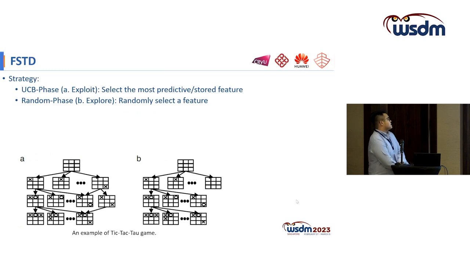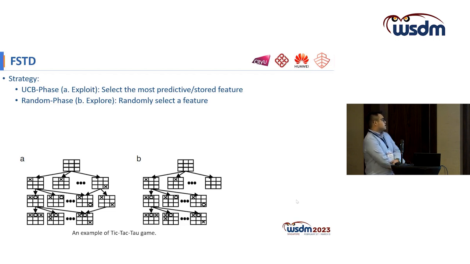There are two stages in FSTD. The first stage is a UCB phase, and the second is a random phase. Here is an example with a 3x3 tic-tac-toe game to explain these two phases. The selection strategy is different in the two phases. In the UCB phase, we exploit the existing information and select or deselect. We add the most predictive feature to the feature set or store the decision.